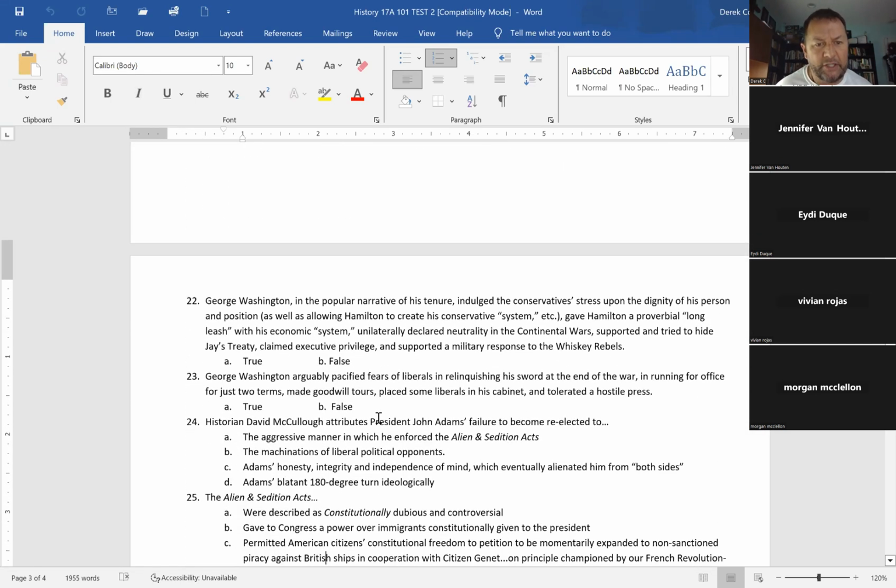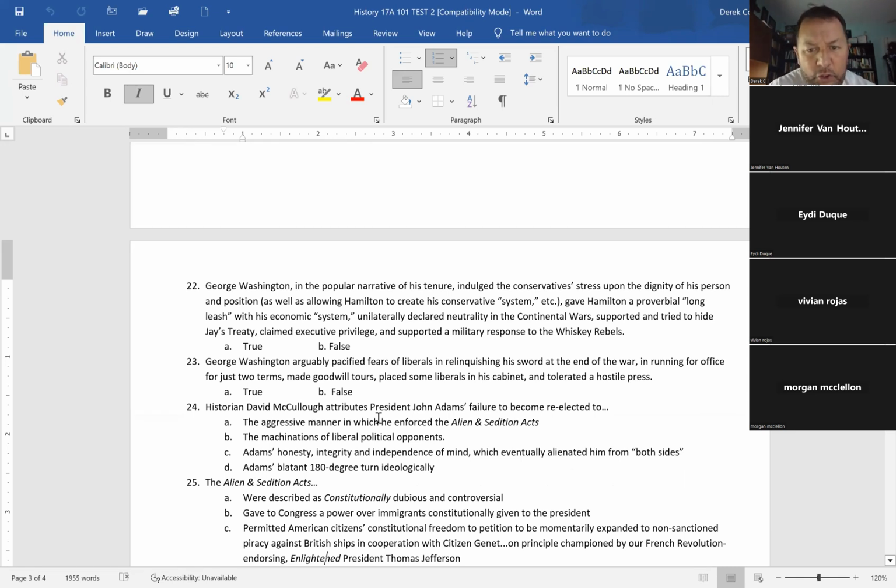Number 22, George Washington, in the popular narrative of his tenure, indulged the conservative stress upon the dignity of his person and position, gave Hamilton a proverbial long leash with his economic system, unilaterally declared neutrality in the Continental Wars of Napoleon, supported and tried to hide Jay's Treaty, claimed executive privilege, and supported a military response to the Whiskey Rebels. That is all true. He did all that to placate the conservatives. And of course, a lot of people believe that he truly deep down was trying to be the impartial father figure that he was, more conservative than liberal.